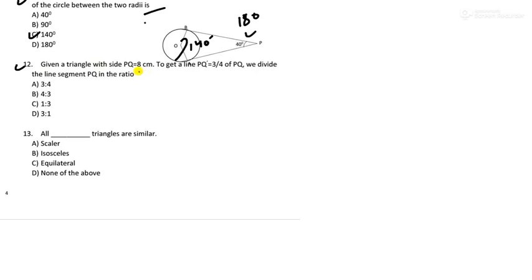Given a triangle with side PQ equal to 8 centimeters, to get a line PQ dash 3 by 4 of PQ, we divide the line segment in the ratio dash. Imagine there is a line PQ, which is of 8 centimeters. To get a line PQ dash, 3 by 4 of PQ. PQ dash is 3 by 4 of PQ.